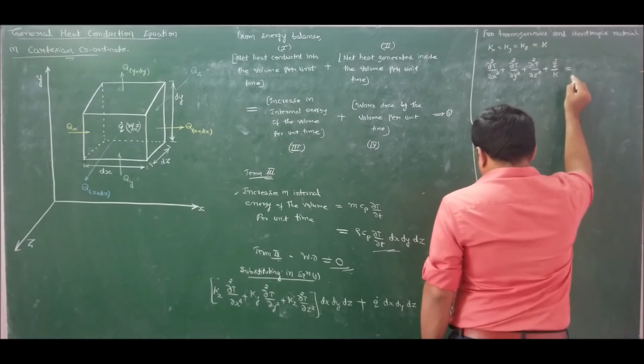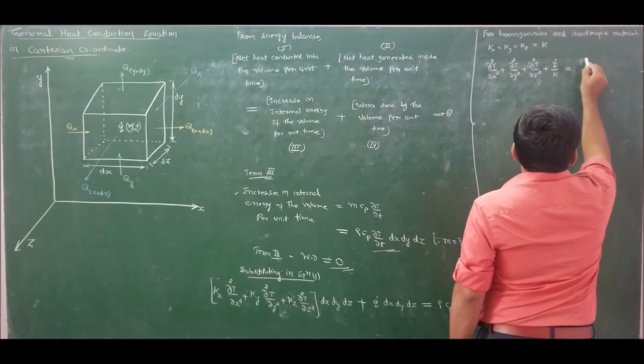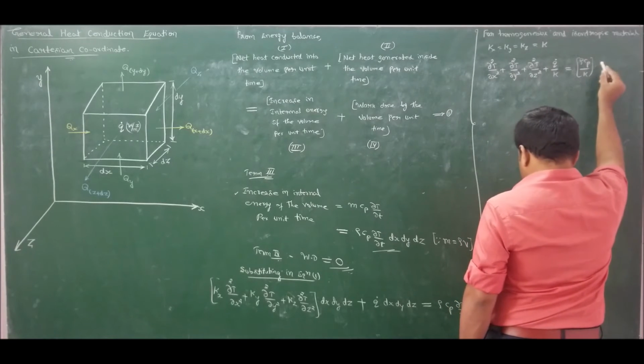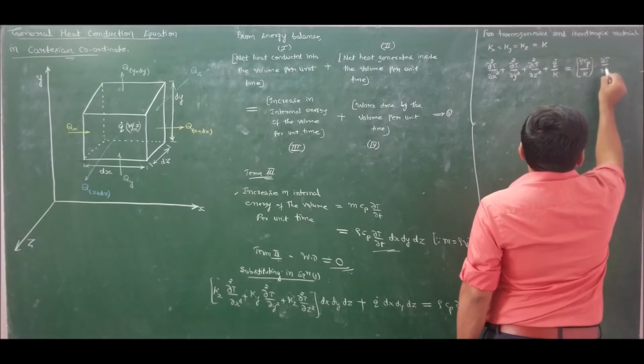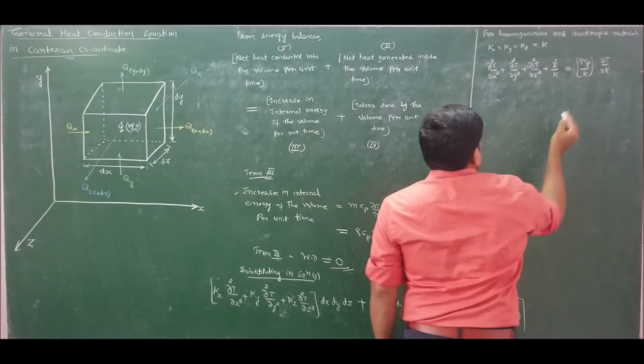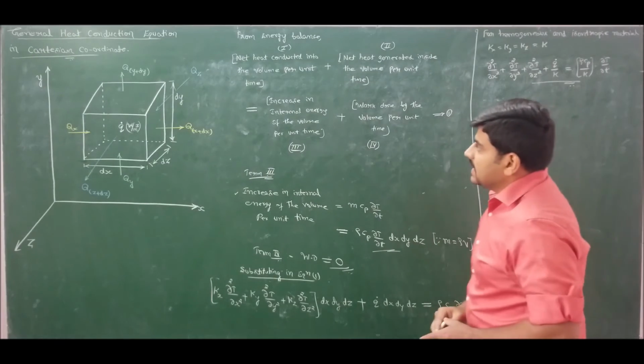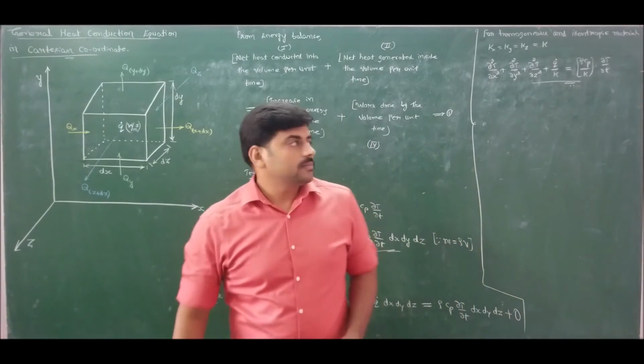q dot by k is equal to rho cp by k times ∂T/∂t. So this is the three-dimensional heat conduction equation in Cartesian coordinate system.